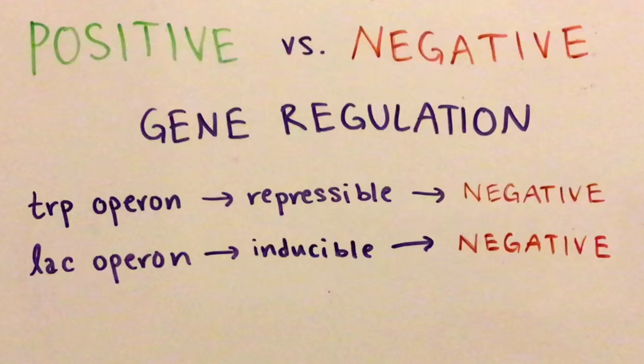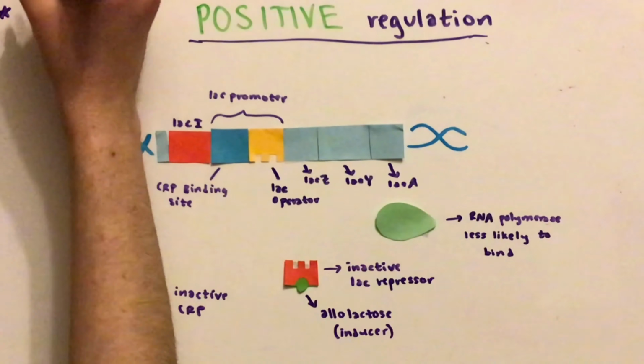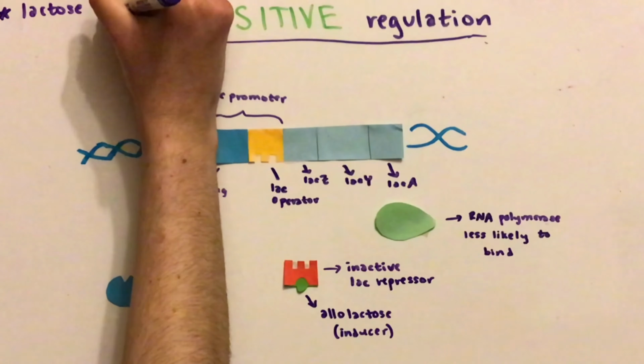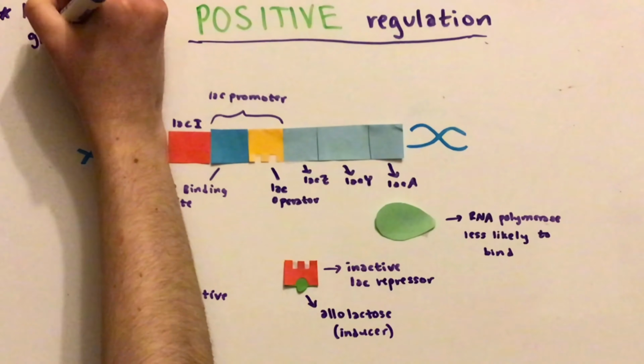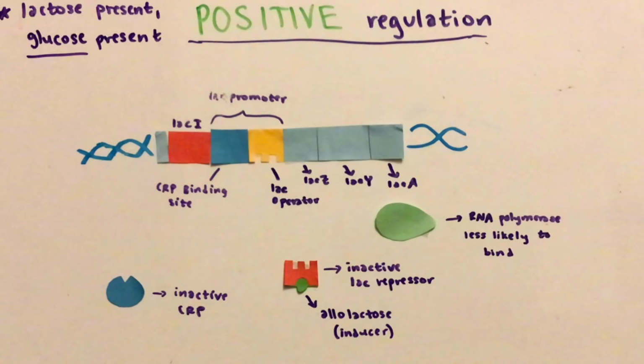Gene regulation is said to be positive only when a regulatory protein interacts directly with the genome to switch transcription on. We see an example of this positive regulation with the bacteria E. coli. When glucose and lactose are both present in its environment, E. coli will preferentially choose glucose.